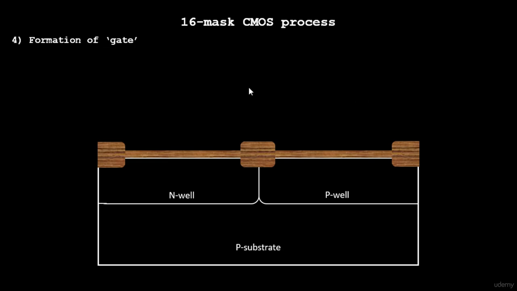So the same steps arrive over here. You deposit a layer of photoresist, and then you define patterns for which layer you have to protect. For example, in this case we'll use the mask 2. The mask 2 will try to protect this area.